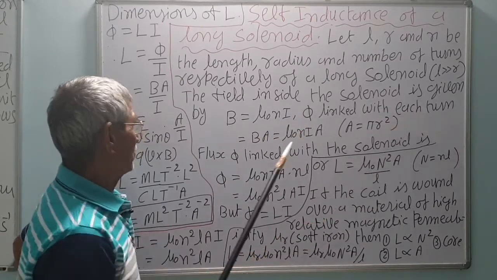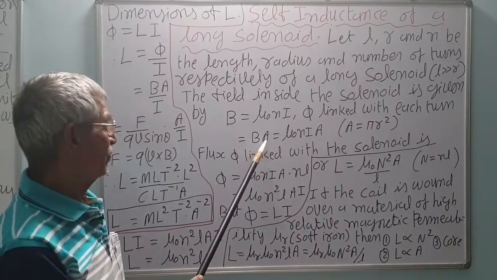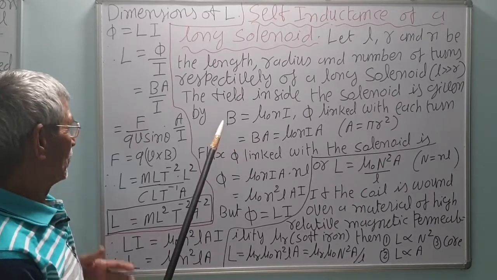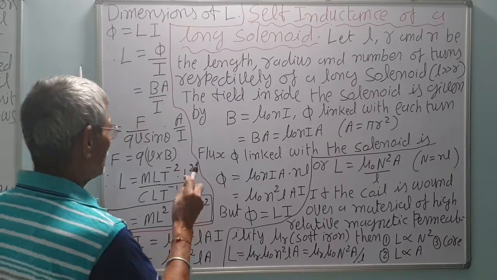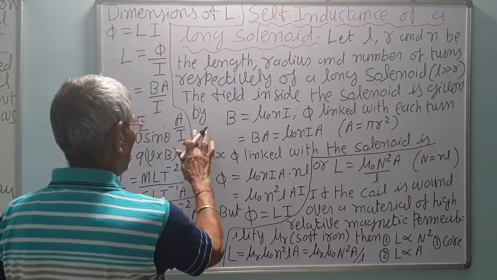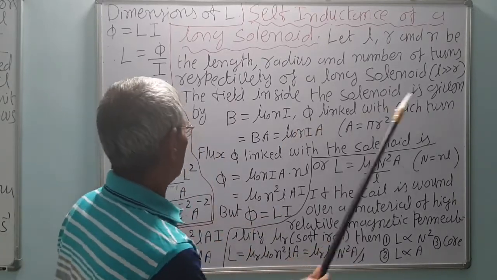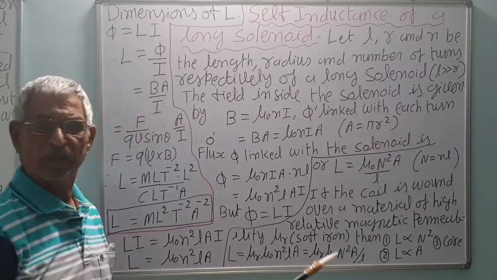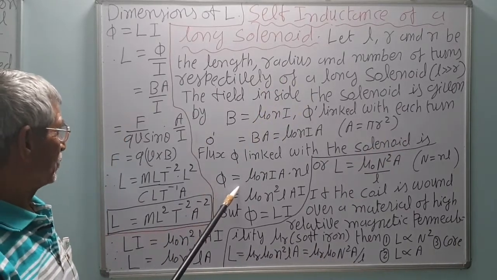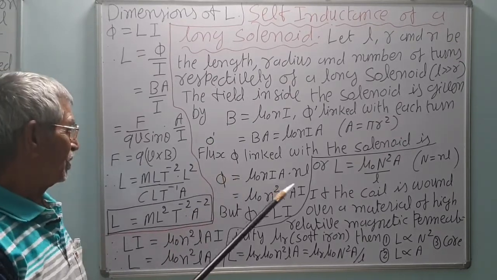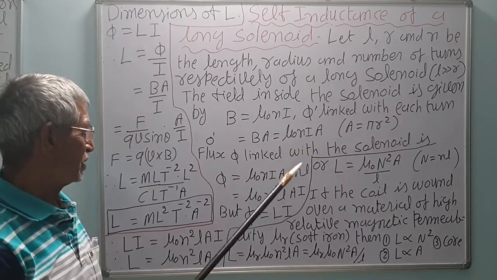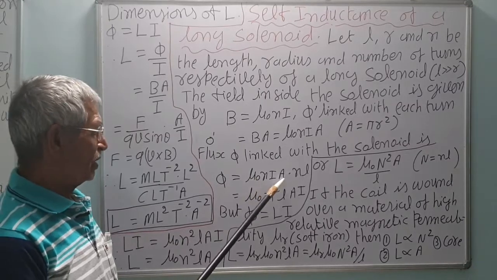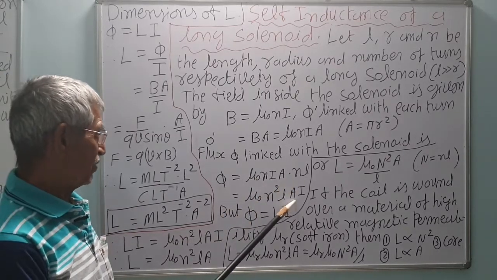The flux linked with each turn will be the magnetic field B into the area of the turn, that is pi r square. So mu 0 n i A is the flux linked with each turn, we can say phi dash. Now the total flux phi linked with the entire solenoid is phi dash into the total number of turns, N, or n l. So for the n l turns, the total flux is mu 0 n i A into n l, that is equal to mu 0 n square l A i.